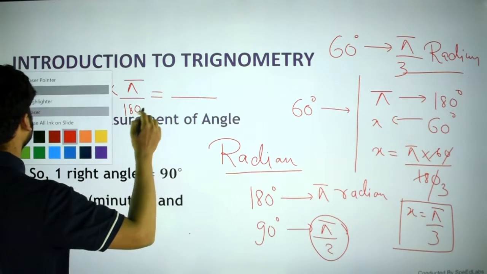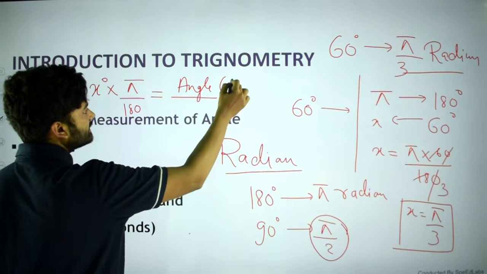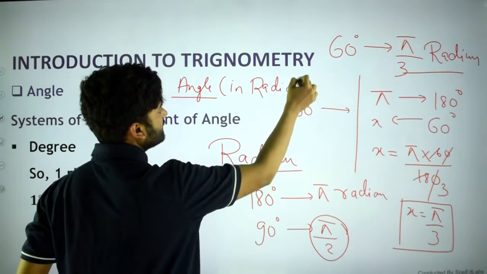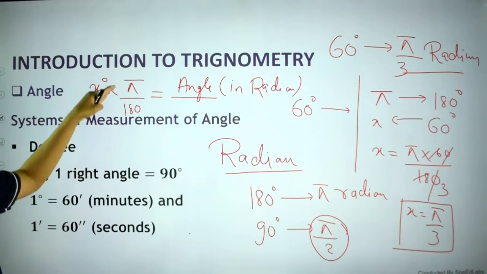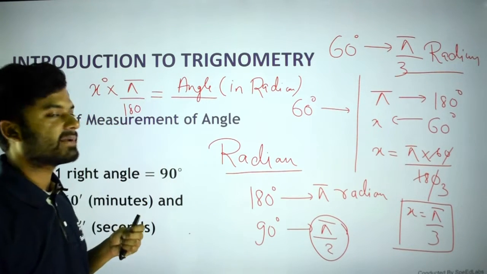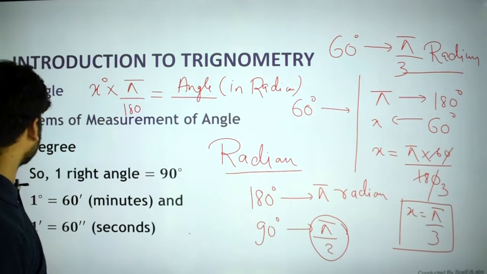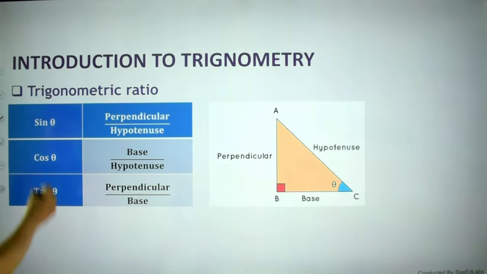So this particular angle you will get in radians. If you want to convert degrees into radians, you have to multiply it by pi by 180, and if you want to convert radians into degrees, you have to multiply it by 180 by pi. So this is the short trick as I have told you. Now moving further. So what are the trigonometric ratios?